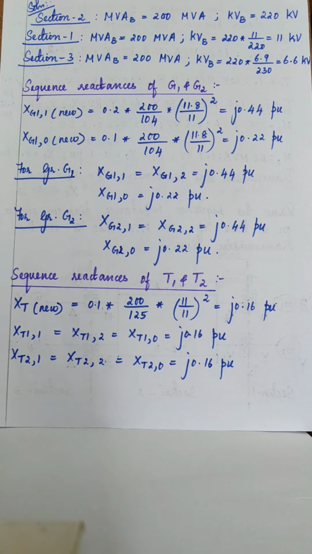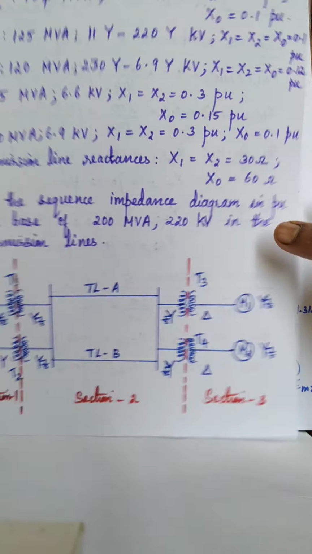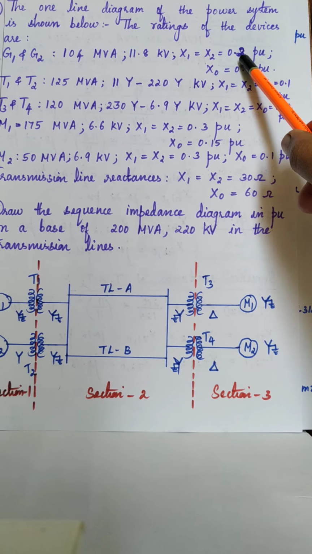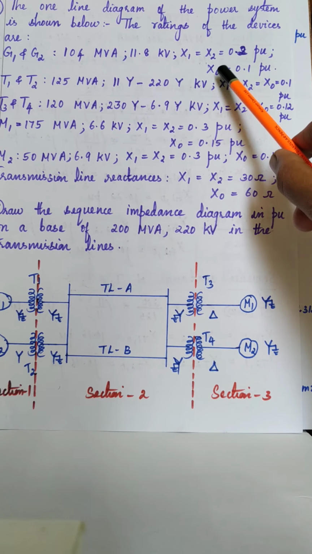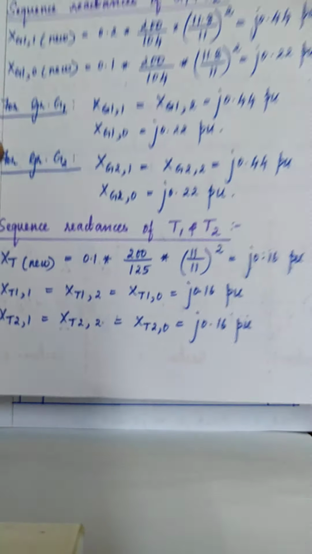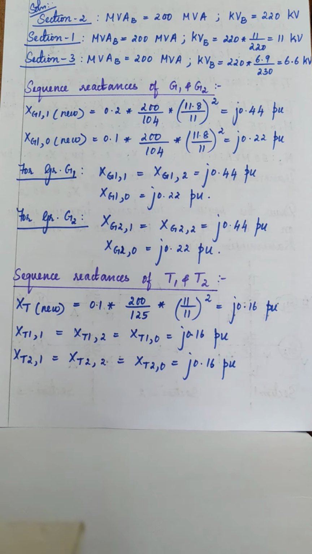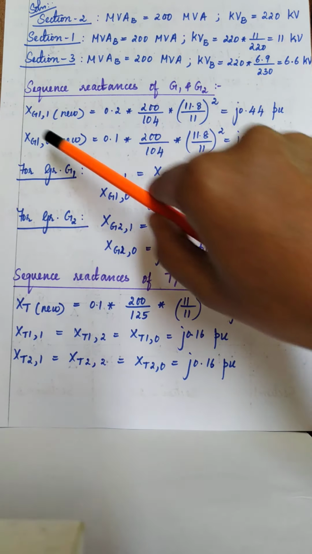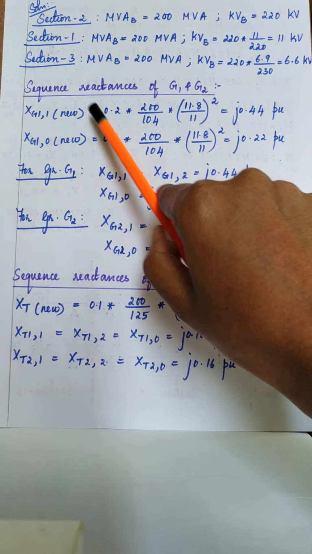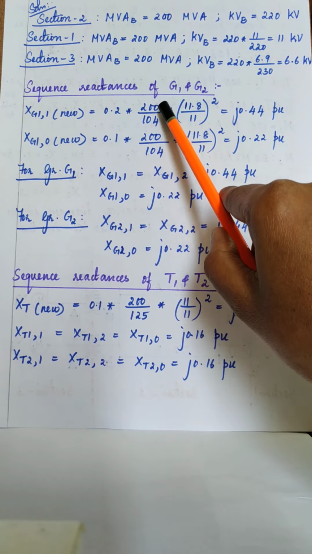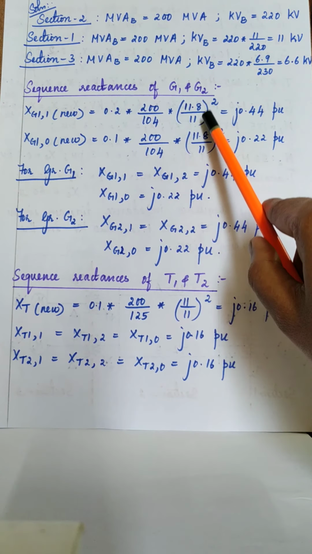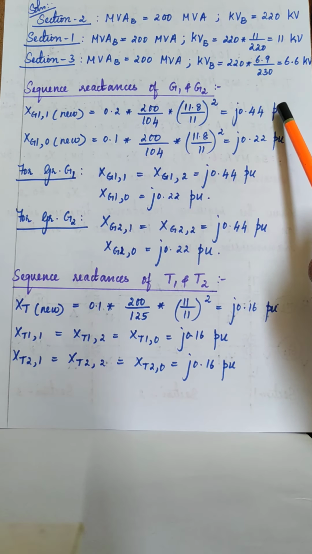Now calculate the sequence reactances of generator 1 and 2. Because both machines are of the same rating, it is enough to calculate once. So we have the old reactance value as 0.2 per unit for positive and negative sequence. For zero sequence, it is 0.1 per unit. For both positive and negative as well as zero sequence, we are calculating the new per unit values. So Xg1 new is equal to 0.2 into 200 by 104 into (11.8 by 11) the whole squared, which is j0.44 per unit.